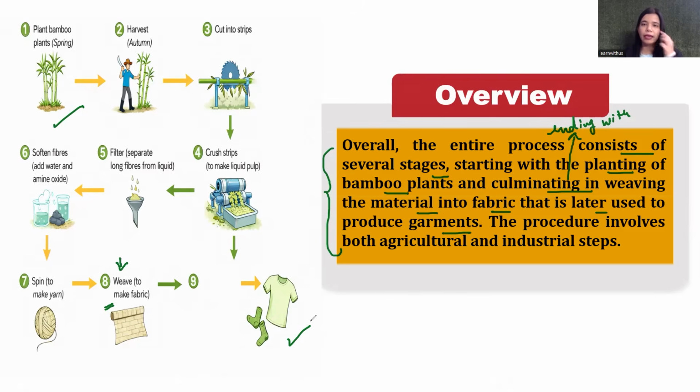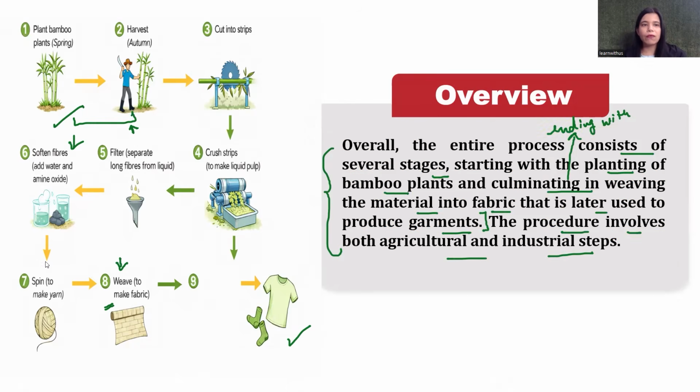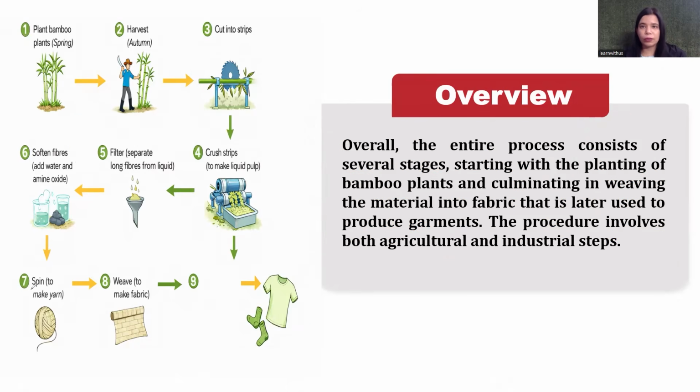Like I said, in the overview we mentioned 2 to 3 key steps. That's exactly what we have done till here. And then we are saying the procedure involves both agricultural and industrial steps. If you see, these steps are industrial and these steps are agricultural, that's what we have mentioned here. Now we will follow the sequence of events, starting from step number 1, and describe the first few stages in our body paragraph 1. Let's see how we have done that.